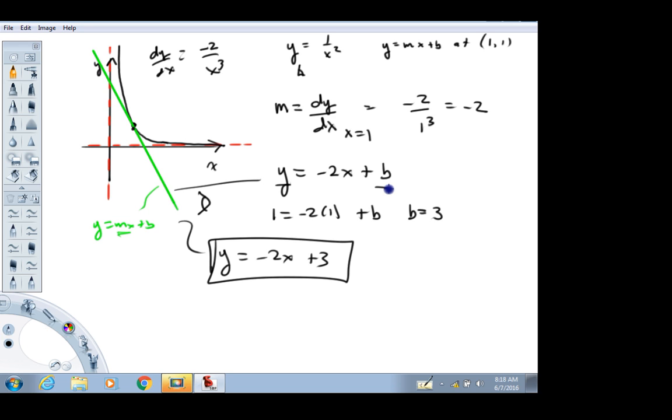So, again, the point of this video is how to use the derivative to help find the equation of a tangent line. I hope this example helps.